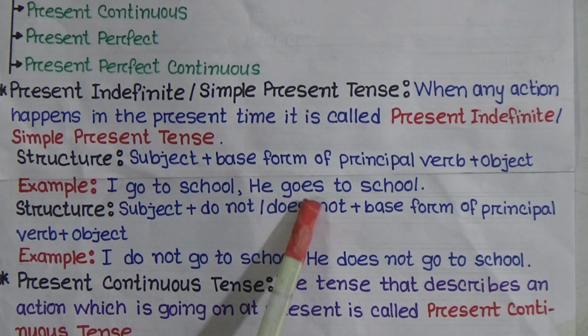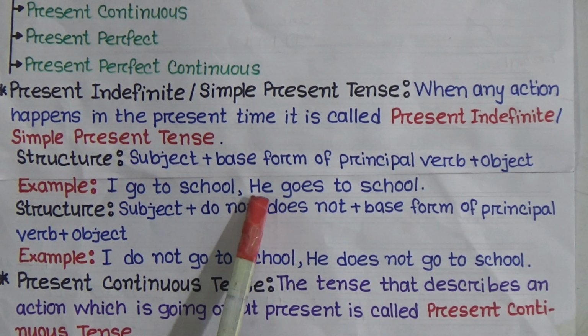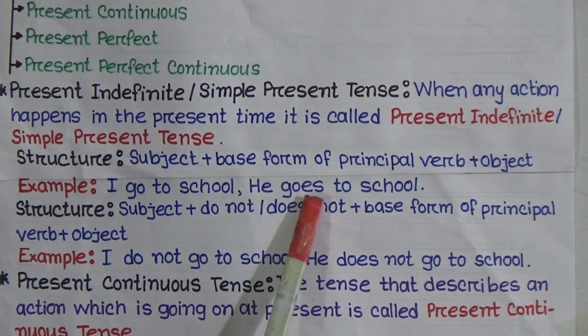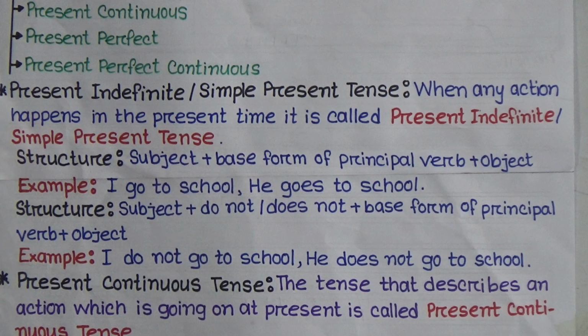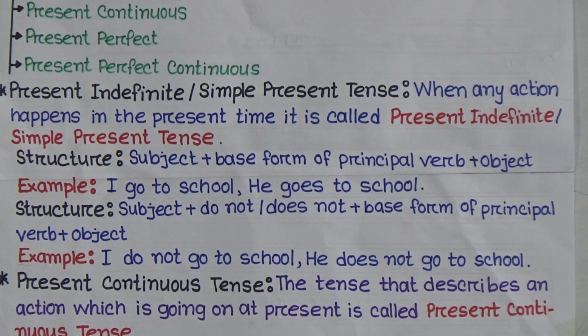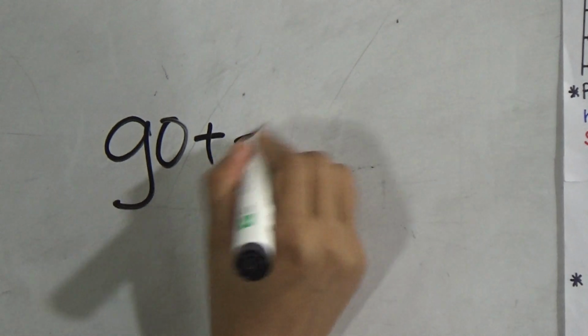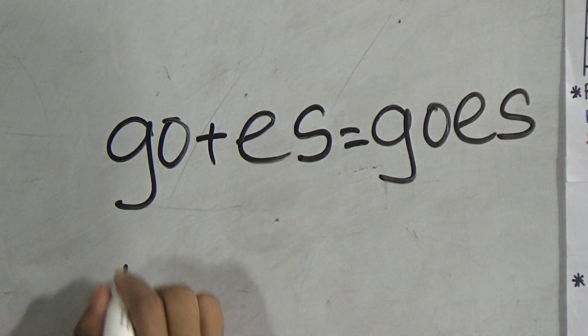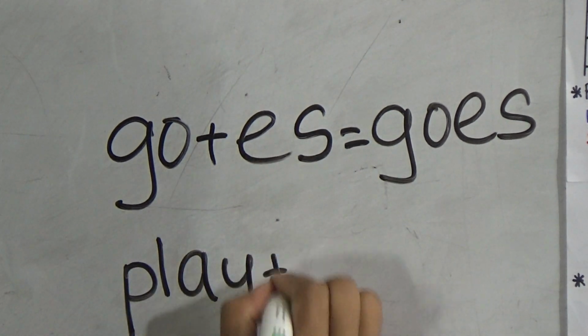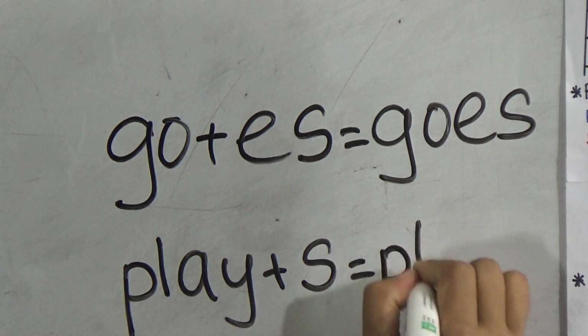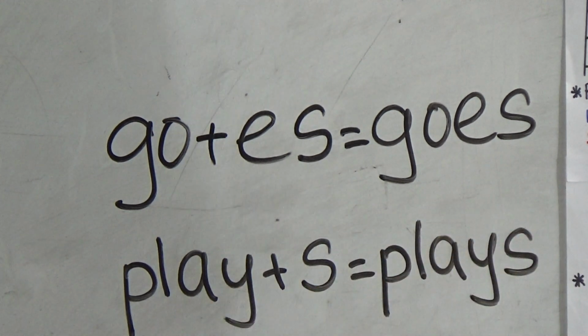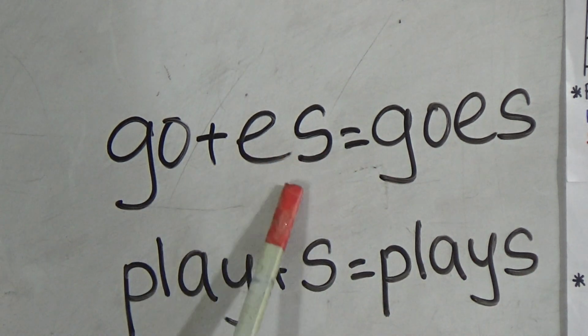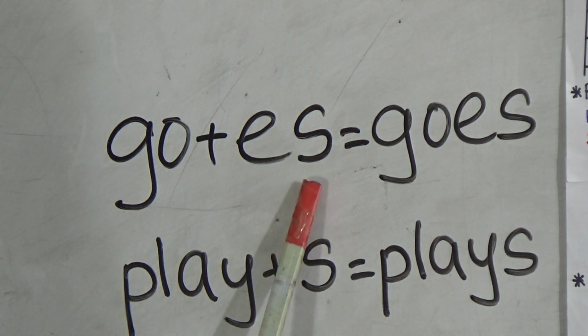In the next example, he is the subject, and he is third person singular number. So with third person singular number, we have to add s or es. Here the main verb is go, we have added es, then it makes goes. If we write play, we have to add only s, plays. So if we find third person singular number in any sentence, then we have to add s or es at the end of the verb.